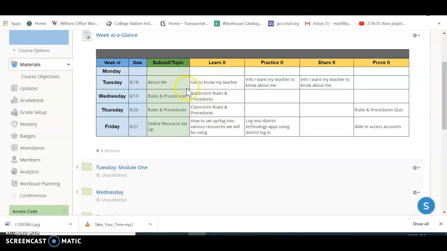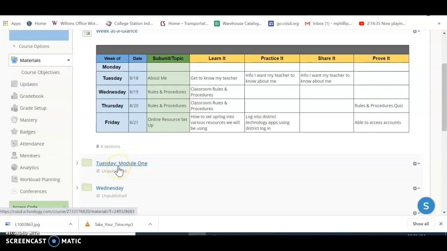Tuesday is today. This is an About Me section. Get to know your teacher, practice it. Okay, so let's talk about the learn it, practice it, share it, prove it. This is our system here at Wellborn Middle School for at-home learning. This is actually the system for every single teacher, so this will look very familiar to you if you have already done at-home learning classes today in other subjects.